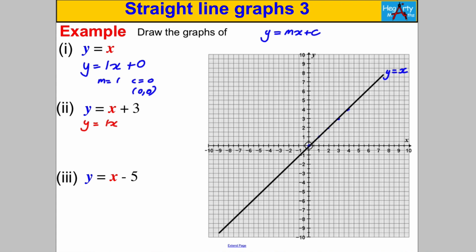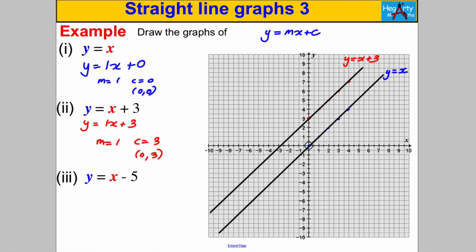Y is 1x, add 3. That's telling me that m is 1 and c is 3. So the gradient's 1 and the y-intercept, it goes through 0, 3. So let's start here. Go through 0, 3, 0 across and 3 up. Gradient 1, across 1, up 1, across 1, up 1, and so on. You get the picture. And there we go. We have drawn that straight line in a matter of seconds. Y equals x add 3 without a table of values.